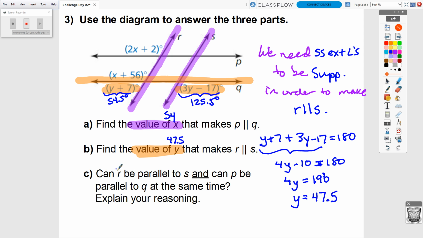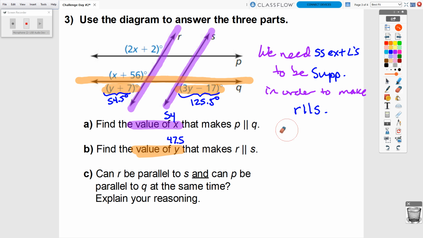Can R be parallel to S and can P be parallel to Q at the same time? And you might go, yeah, why couldn't it be? You know, if X is 54 and when Y is 47.5, then P is parallel to Q and R is parallel to S. Yeah, that works. Why is this even a question, Mr. G? And so I just want to point out one other thing here.